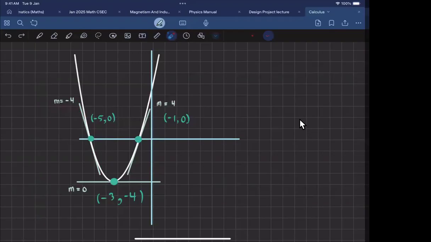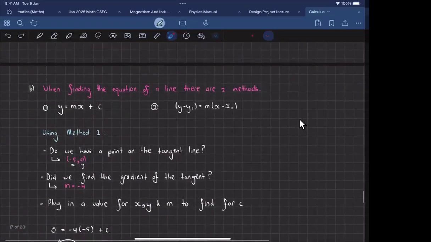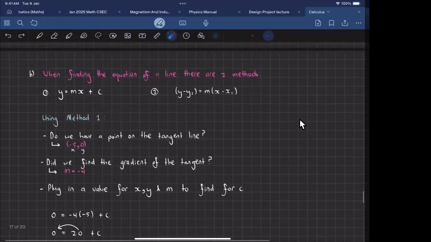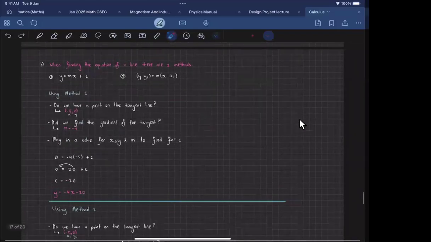All right, Aliyah, did you fix up your mistakes? Yeah. Okay, cool. So when finding the equation of a line, there are two methods you could use. You could use y = mx + c, or you could use y - y1 = m(x - x1). For the sake of time, I'm going to stick with y = mx + c. It's much shorter, much simpler, real easy.